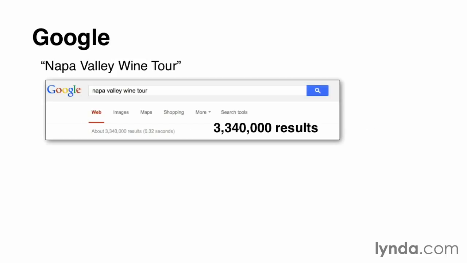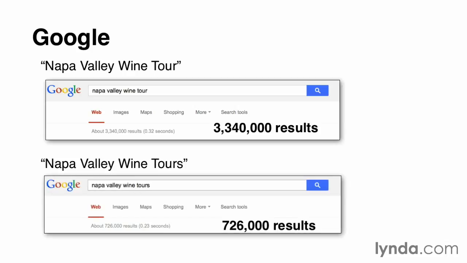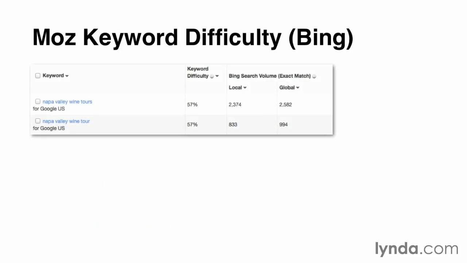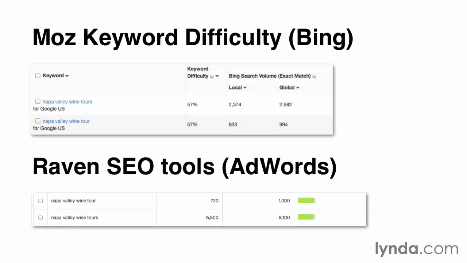Let's go back to looking at our competitive assessment of Napa Valley Wine Tour versus Napa Valley Wine Tours. The singular version has 3 million competitors. The plural version has less than 1 million competitors. When we look at our tool sets, the Moz keyword tool shows a difficulty level of about 57%, but it shows that the majority of searches are for the plural version. Raven SEO says about the same thing. The plural version receives the most searches as compared to the singular version.